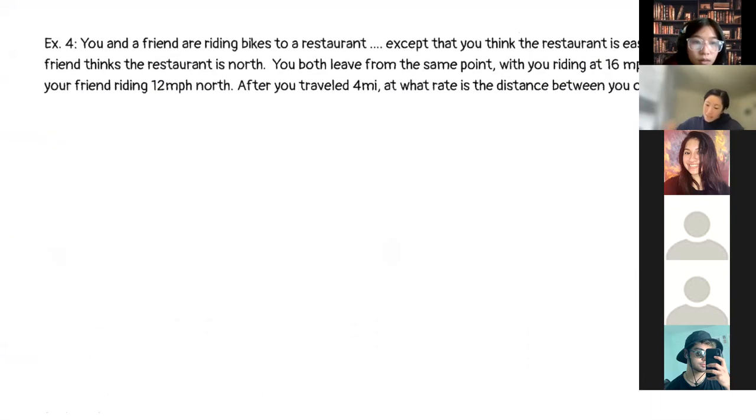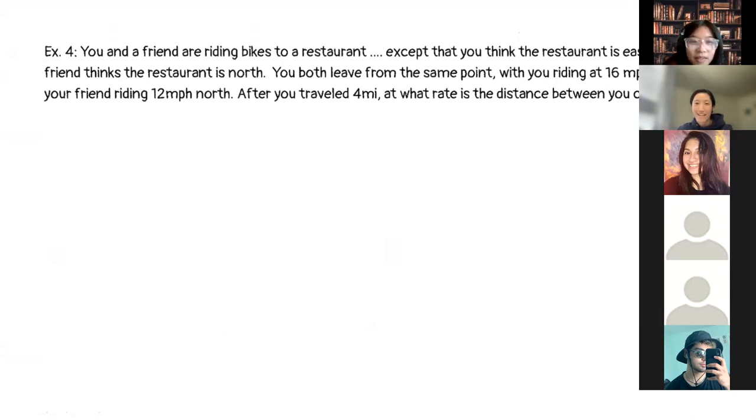All right, so let's take a look at example 4. You and a friend are riding bikes to a restaurant because you want to be environmentally friendly. So you're going to bike to a restaurant instead of adding to your carbon footprint. But maybe you don't have Google Maps or you read it wrong, right? You think that the restaurant is east, and your friend thinks that the restaurant is north. So you leave, but you end up going in different directions.